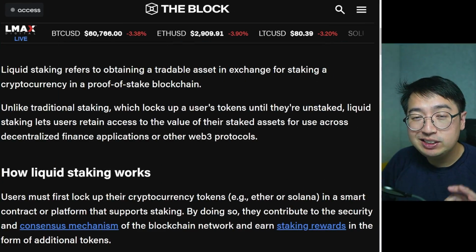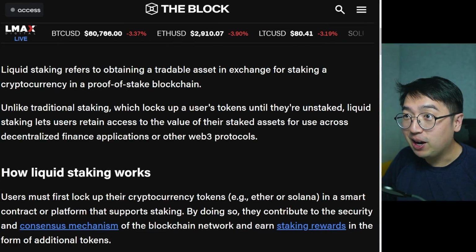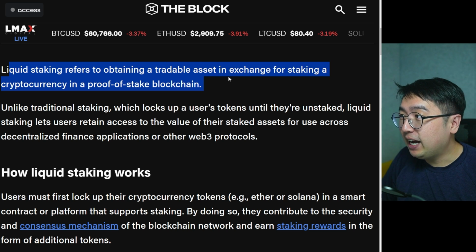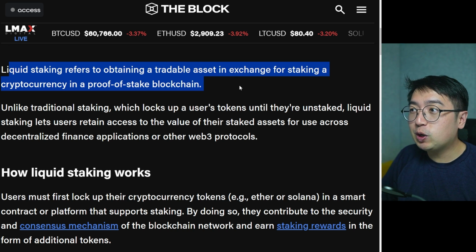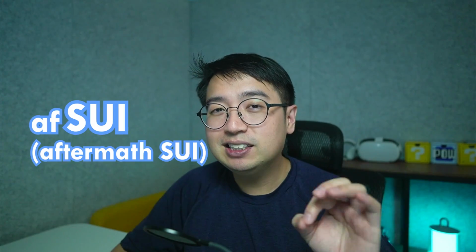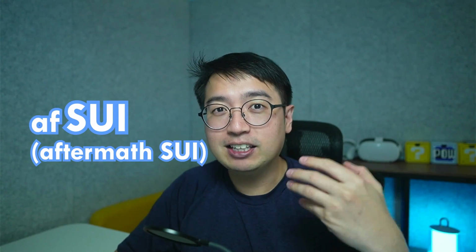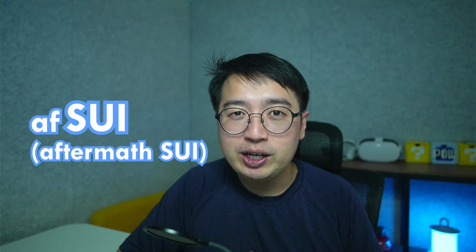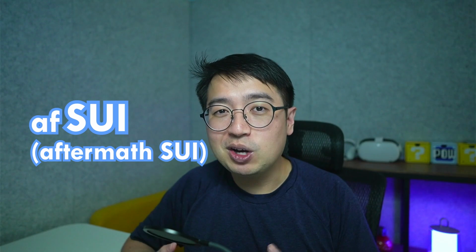Before we jump in, we should also understand what is liquid staking. Now, this is a good article by The Block, so I'm just gonna use that. Liquid staking refers to obtaining a tradable asset in exchange for staking a cryptocurrency in a proof of stake blockchain. So in our specific situation, that means we are going to trade our SUI for something that represents staked SUI. And by having that other token represent our stake, that makes it liquid, that makes it tradable, and it makes it available to use on other decentralized finance platforms.